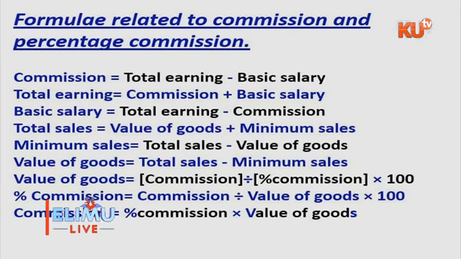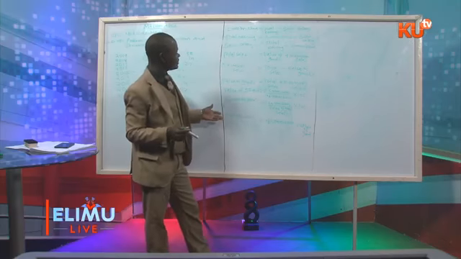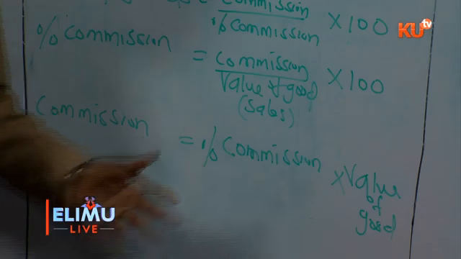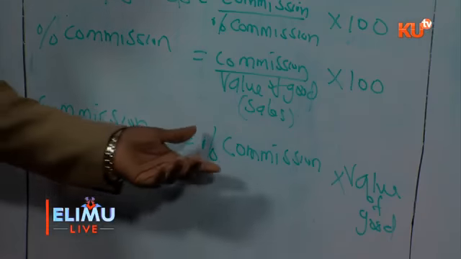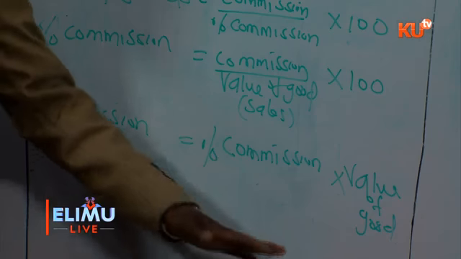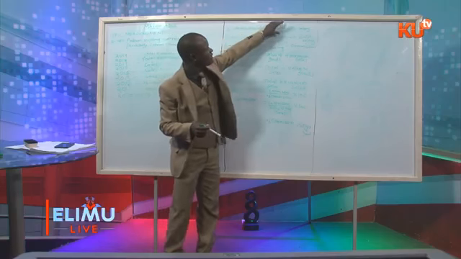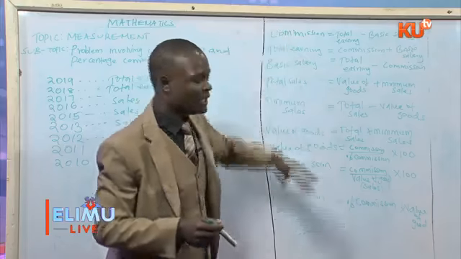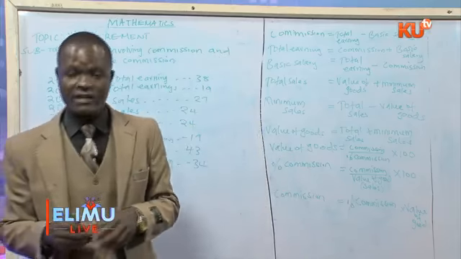So again, when you look at what I've written on the whiteboard, you can tell that we have two formulas for finding commission. We have this one, commission is equal to percentage commission times value of goods. So in this case, we can find commission when we are given percentage commission together with the value of goods. And then we have commission when we are given total earnings and the basic salary. So again, I say the question will guide you on what to do. Very fast, let me take you to the first example.